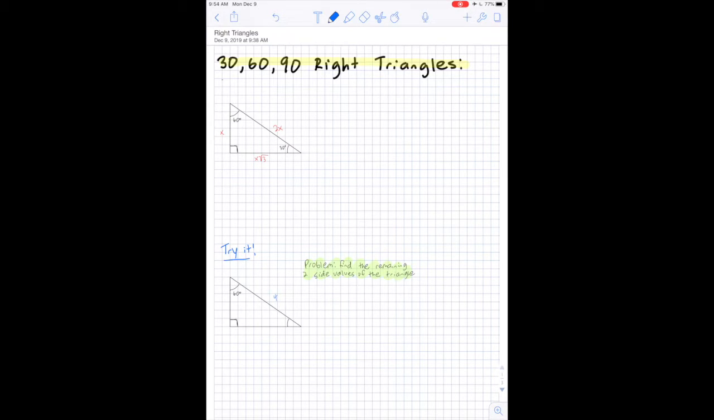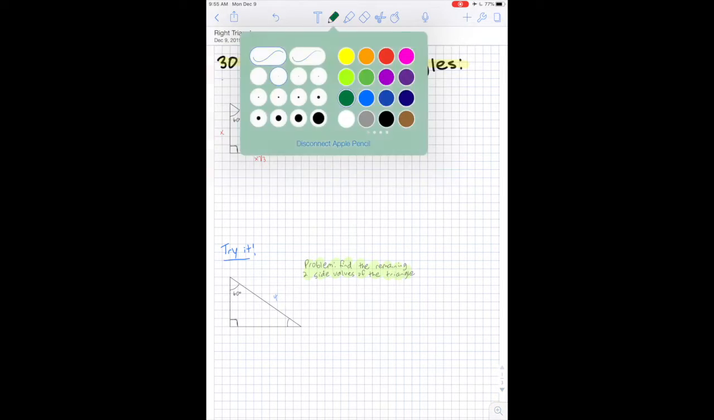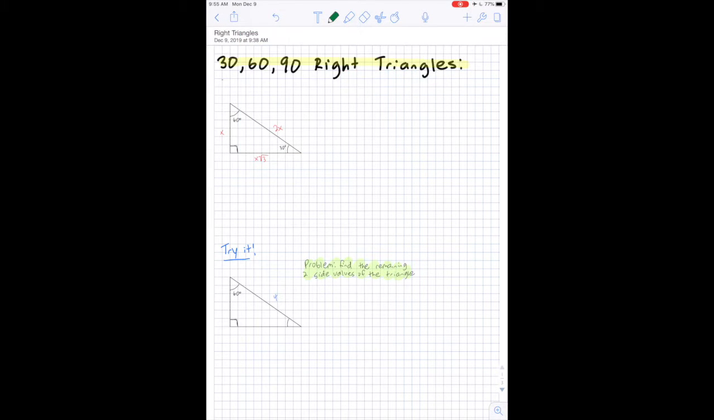But also, because it's a 30, 60, 90 degree right triangle, we know something else. We know that the sides are going to have a special relationship to one another. And that's a relationship that we can know and we have to memorize. Essentially, we have this angle of 90, right here. That's a 90 degree angle. When we look across, we see a hypotenuse, right? The hypotenuse is just the side of the triangle that's opposite the right angle.